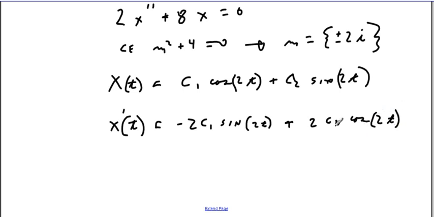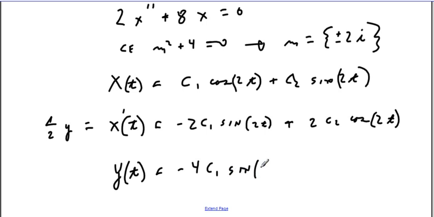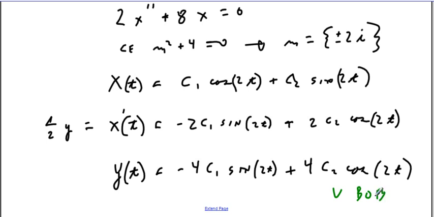And we know that x prime is also equal to 1/2 y. So y of t is going to be minus 4 c1 sine 2t plus 4 c2 cosine 2t. And I don't see anything particularly uninteresting about that. That checks with the back of the book. So we'll proceed from there.